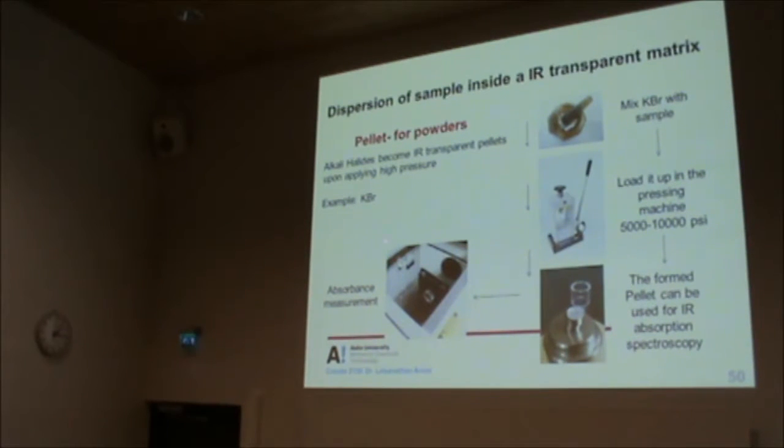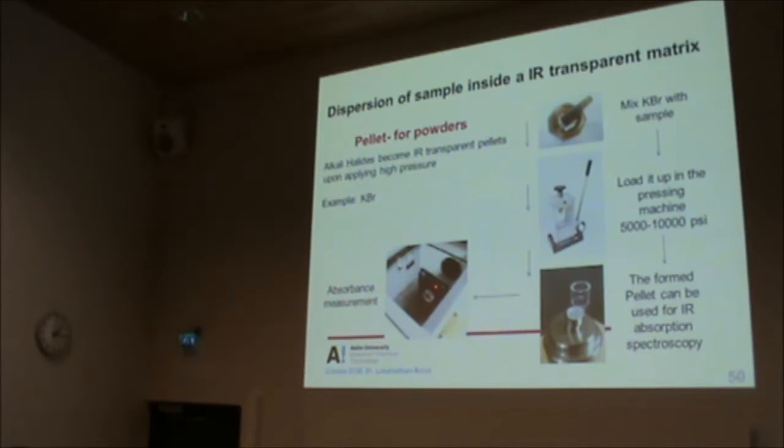Now you have potassium bromide powder. You take your sample, which could be a solid, but eventually you have to grind it into a powder. Now you mix the sample with KBr, and then you place the mixture here, and then there's a piston. You apply a very huge amount of pressure, 500 to 10,000 psi, and under that pressure, the KBr becomes a plastic pellet.